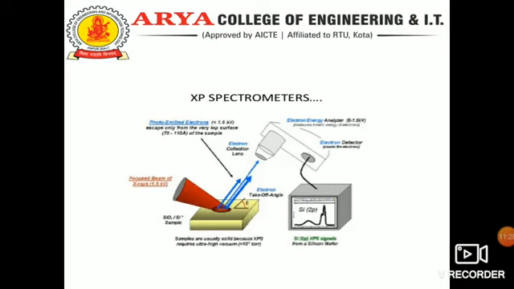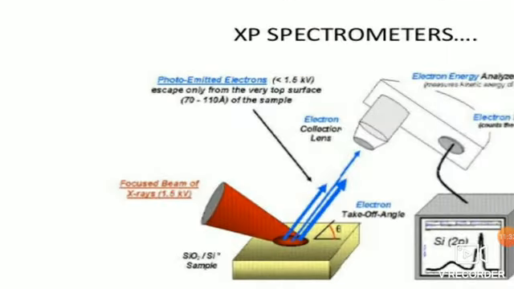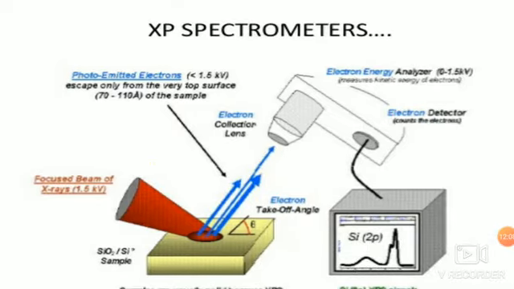And in XP spectrometers, a focused beam of X-ray falls on the sample, and the electron takes off at an angle, then the electron emits, which escapes only from the very top surface of the sample, and the electron energy analyzer, which analyzes the sample, and the electron detector, which detects the signals.